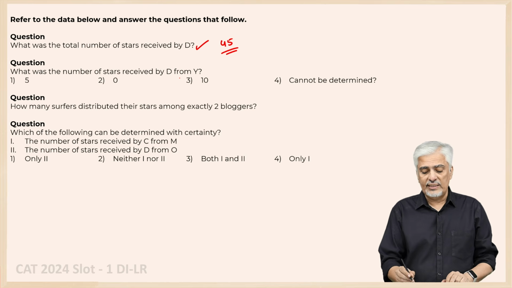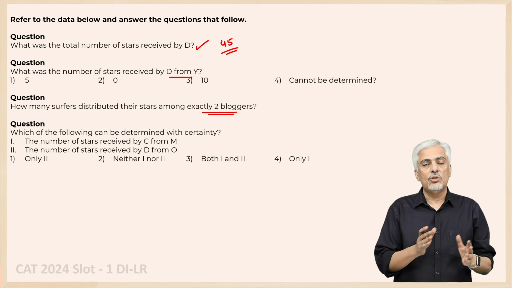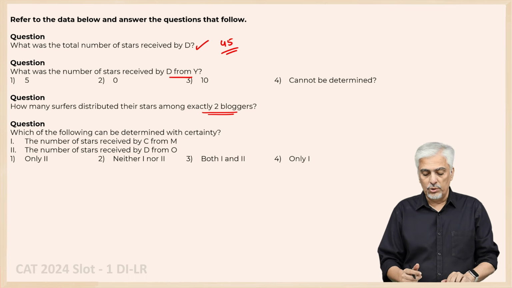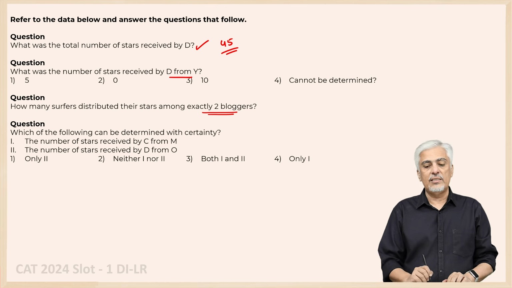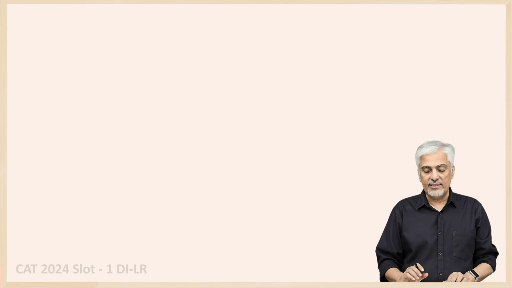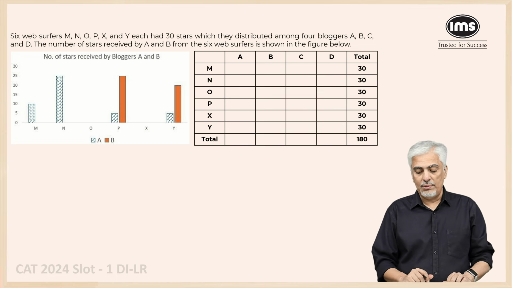What is the number of stars received by D from Y? We'll solve as we go ahead. How many surfers distributed the stars exactly among only 2 bloggers? So they gave stars to only 2 bloggers. We'll come to know. Which of the following can be determined with certainty? So there were 4 questions. Very simple set. You should have done this in a test. Now, let's get a table quickly.